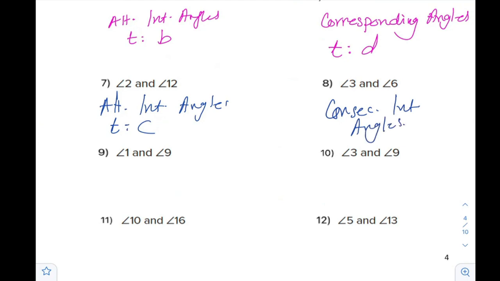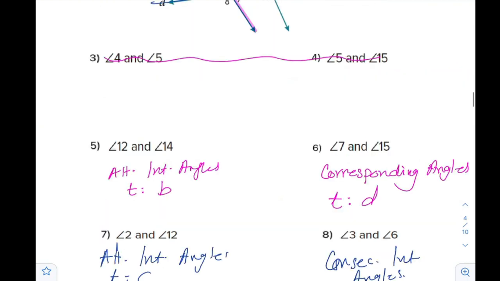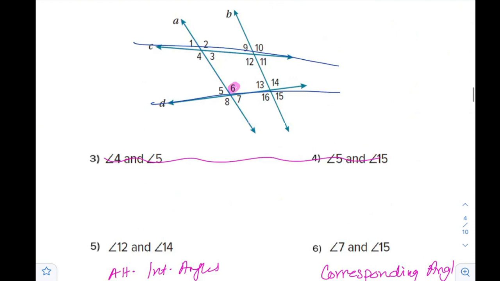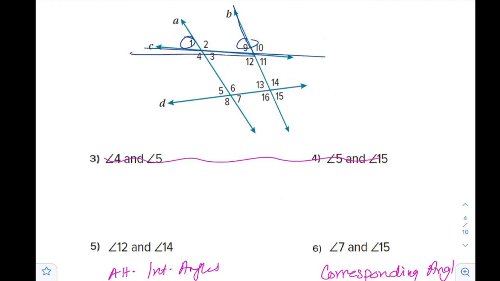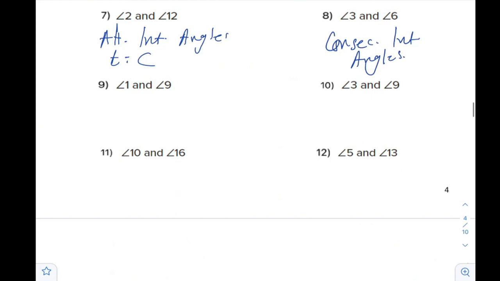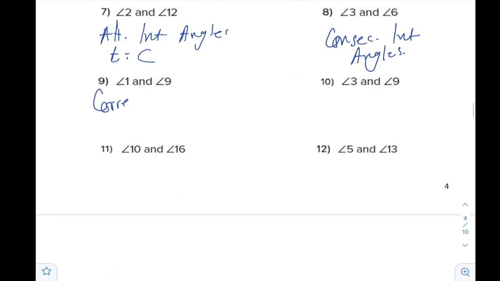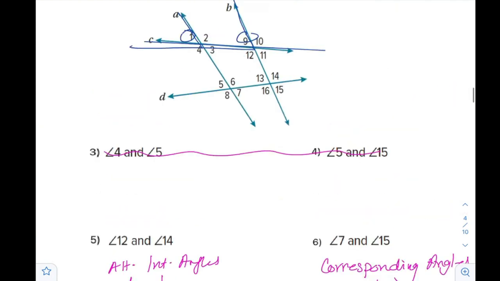Angle 1 and angle 9. Let's check 1 and 9. This is 1, this is 9. Both are on transversal C. As you see, they are corresponding, like letter F. And the transversal is C as well, right? Yes, it is.